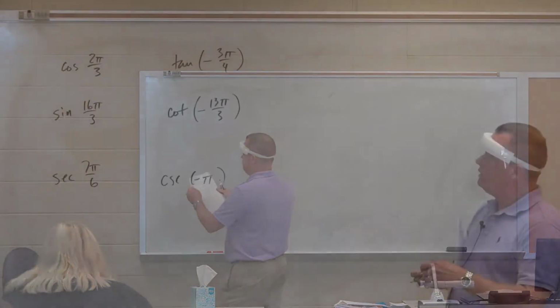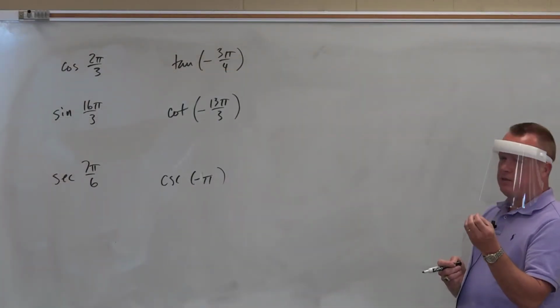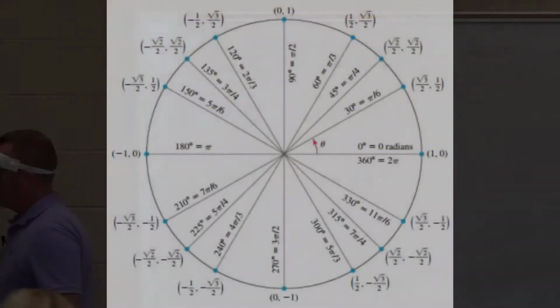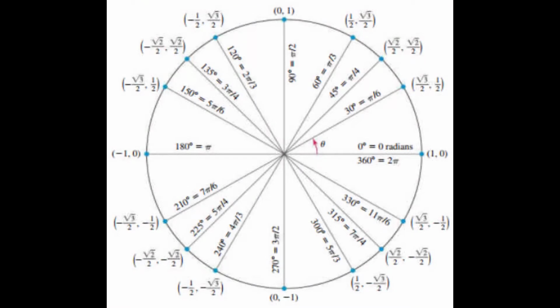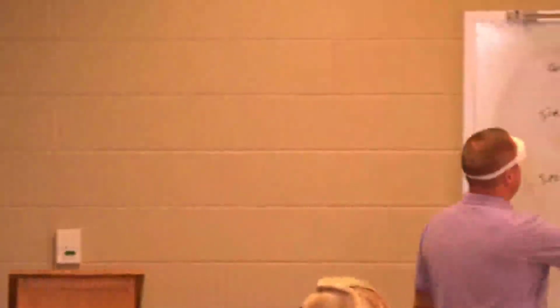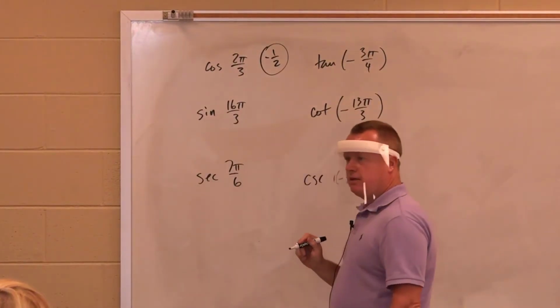Okay. So cosine of 2 pi over 3. What I need to remember there, cosine corresponds with the x coordinate. So I would go to my unit circle to 2 pi over 3, which is here. 2 pi over 3, what's the x coordinate? Negative 1/2. So the cosine of 2 pi over 3 is negative 1/2. All right, that's all I got to do. Questions about that?